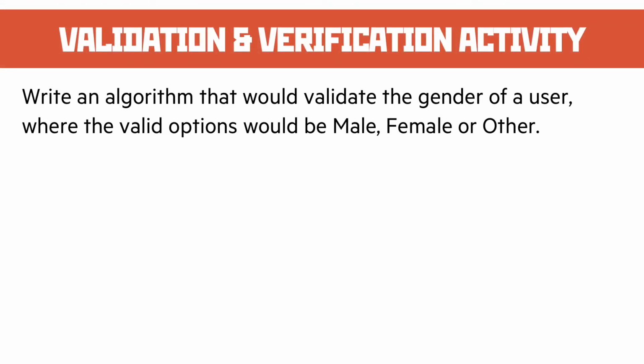The validation and verification activity. Write an algorithm that would validate the gender of a user, where the valid options would be male, female, or other. So we've got 3 potential valid options. What we need to do is write an algorithm that uses a lookup check.